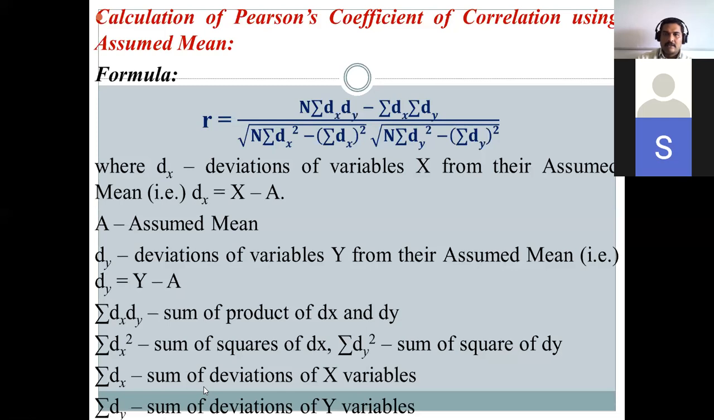Okay. Well, I hope you have noted the formula. I'll share the problem with you.